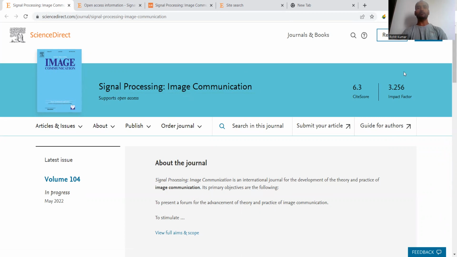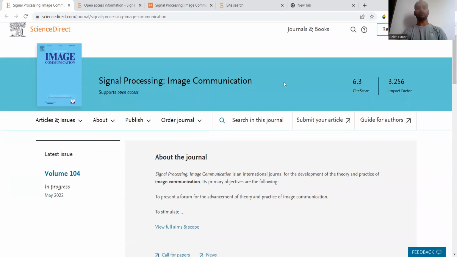Okay, so in this way, because the images are also transferred in the form of some signals, signal processing will obviously come from down there, but image communication is the main focus of this particular journal.